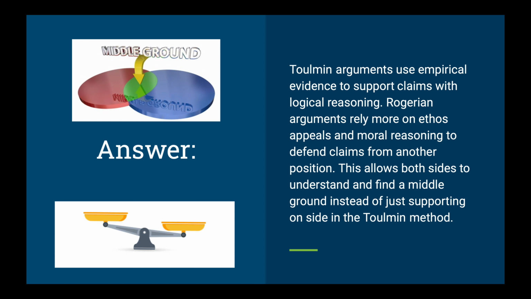So rather than just supporting more on one side in the Toulmin method, the Rogers method looks at both sides and tries to find a compromise.